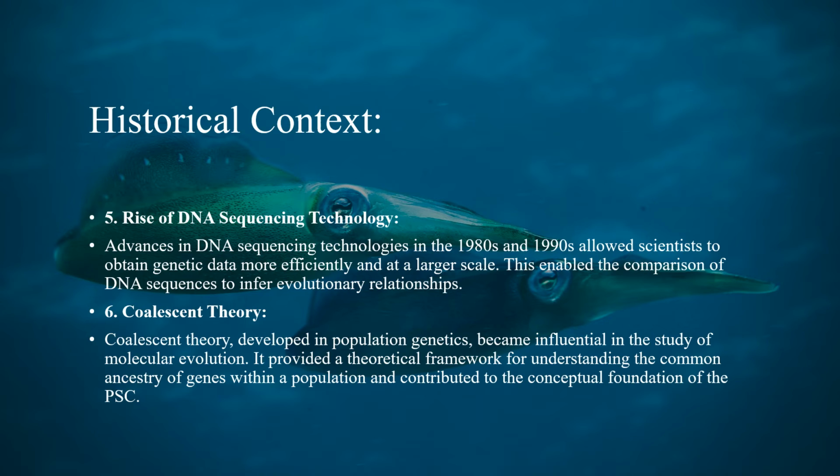And here we had a theory as well which contributed deeply to the phylogenetic species concept, which is coalescent theory. This theory was developed in population genetics and became very influential in the study of molecular evolution. It provided a theoretical framework for understanding the common ancestry of genes within a population and contributed to the conceptual foundation of the phylogenetic species concept.